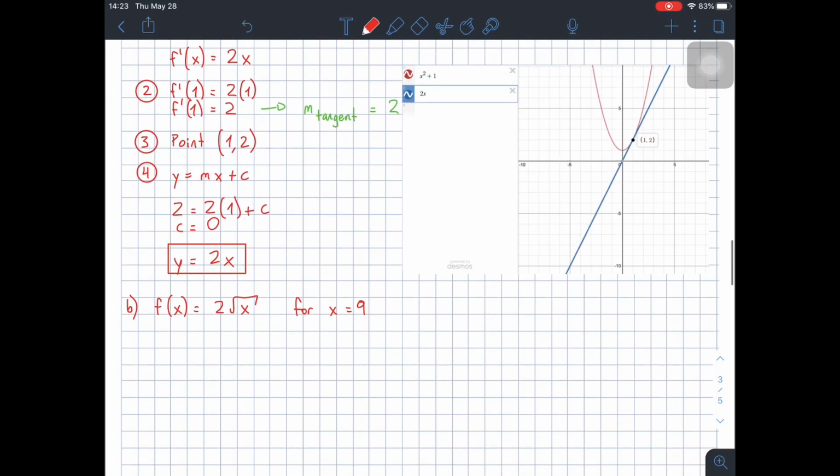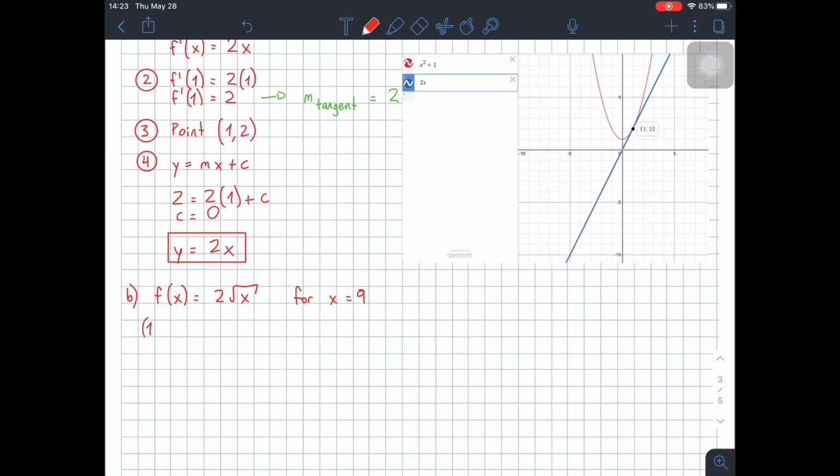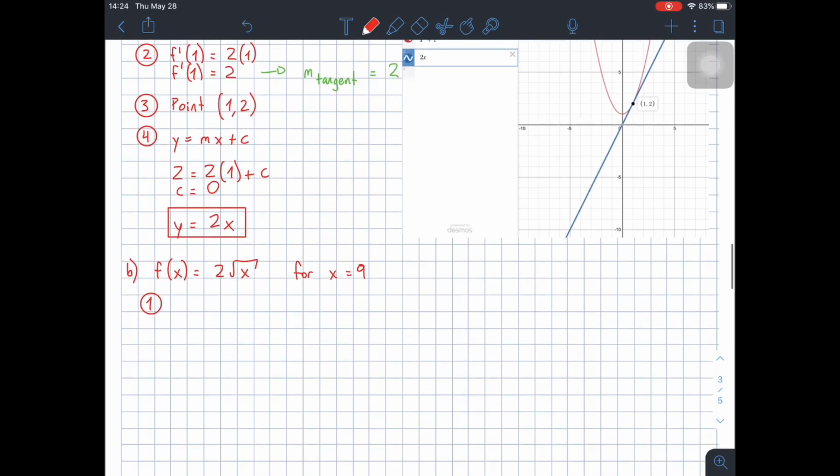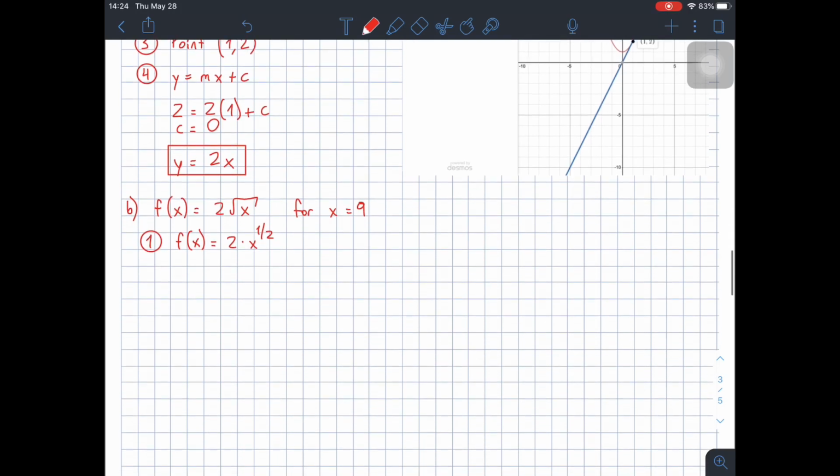So you'll see that we're going to follow exactly the same steps. The first step is to find the gradient function, right? The gradient function, which is a derivative of this. So before doing that, I'm going to rewrite the function like this in order to be able to differentiate: 2 times x to the power of 1/2. So now I'm going to apply the derivative, f prime of x, and this would be equal to 1/2 times 2 times x to the power of 1/2 minus 1.